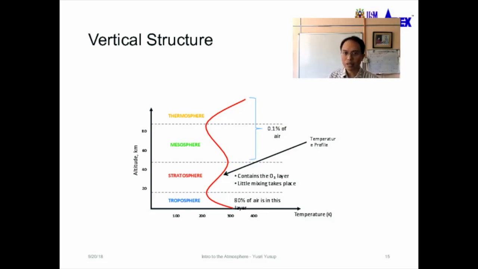In the mesosphere and the thermosphere, even though those are very large layers, they contain only 0.1% of the air, because, like I mentioned before, most of the air particles exist in the lower layers, the bottom 50% of the atmosphere.